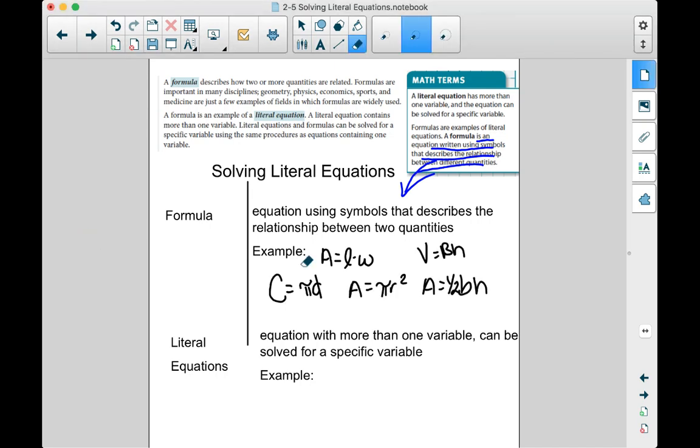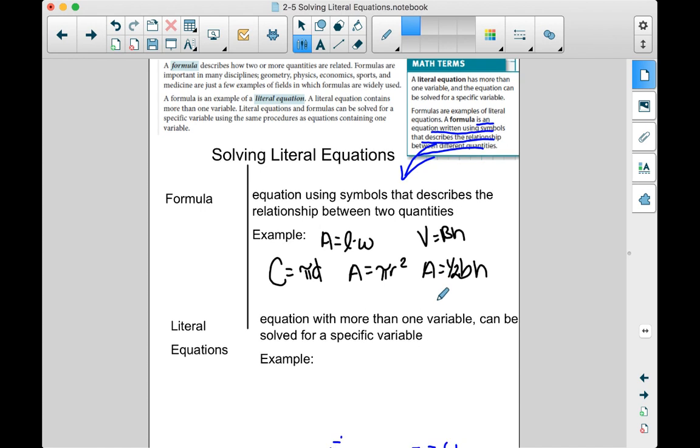So here are some of the most common formulas that I often see. Area equals length times width, volume equals base times height. The C, if we're talking about a circle, circumference equals pi times diameter. Area equals pi times radius squared. Area of a triangle is 1/2 times base times height. Those are all formulas that you have memorized.